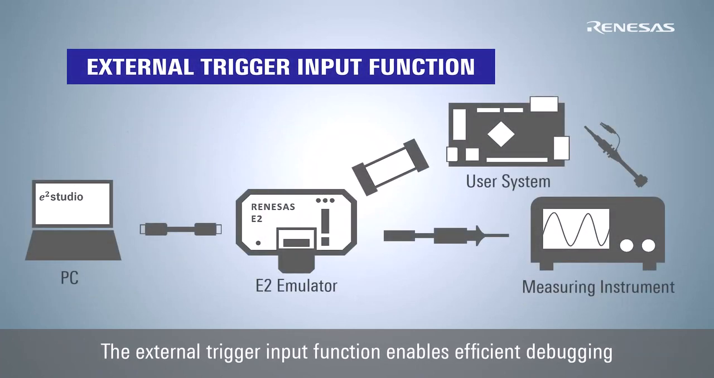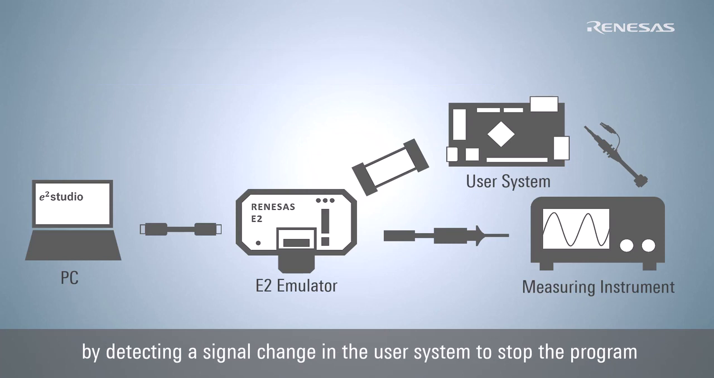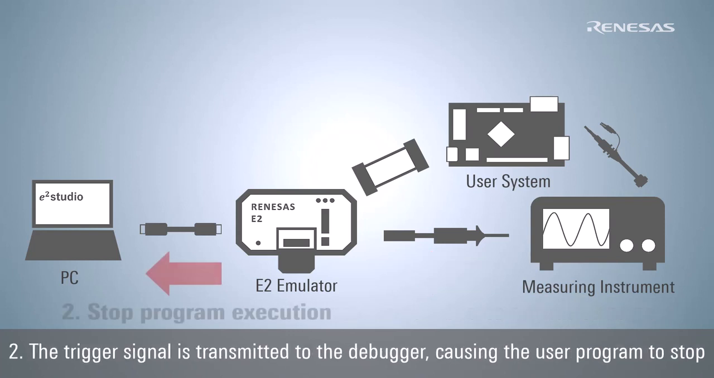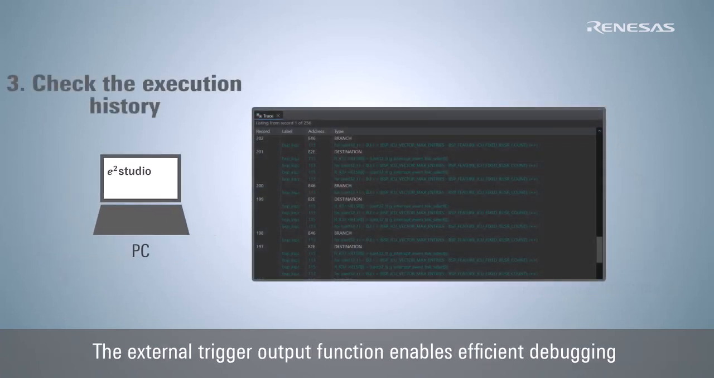The external trigger input function enables efficient debugging by detecting a signal change in the user system to stop the program. First, when a signal change occurs within the external measuring instrument, a trigger signal is generated and output. Then, the trigger signal is transmitted to the debugger via the E2 emulator, causing the user program to stop. As a result, it is possible to check and verify the stopping point of the program in the debugger execution history.